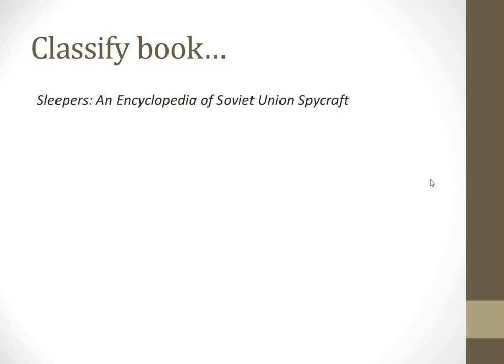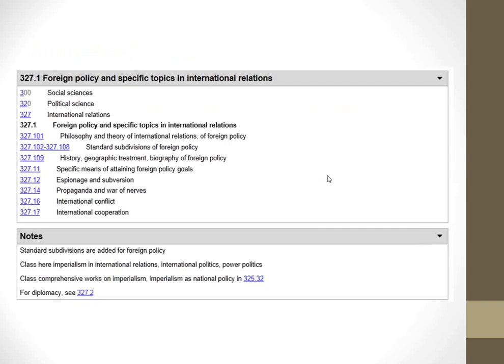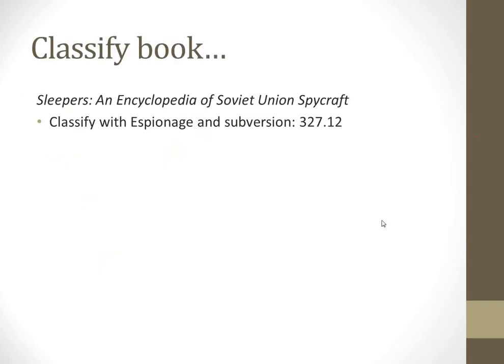Okay, let's do another example. We have a book called Sleepers, an Encyclopedia of Soviet Union Spycraft. Again, you could go through the process in the relative index of trying to figure out exactly what term to use. We're at a disadvantage here, not actually having a real book in front of us, but I will tell you that looking at the content, it should be classed in espionage, which is under foreign policy. Espionage is under 327.12. So that would be our base number, and then we have to decide what subdivisions we're going to add.